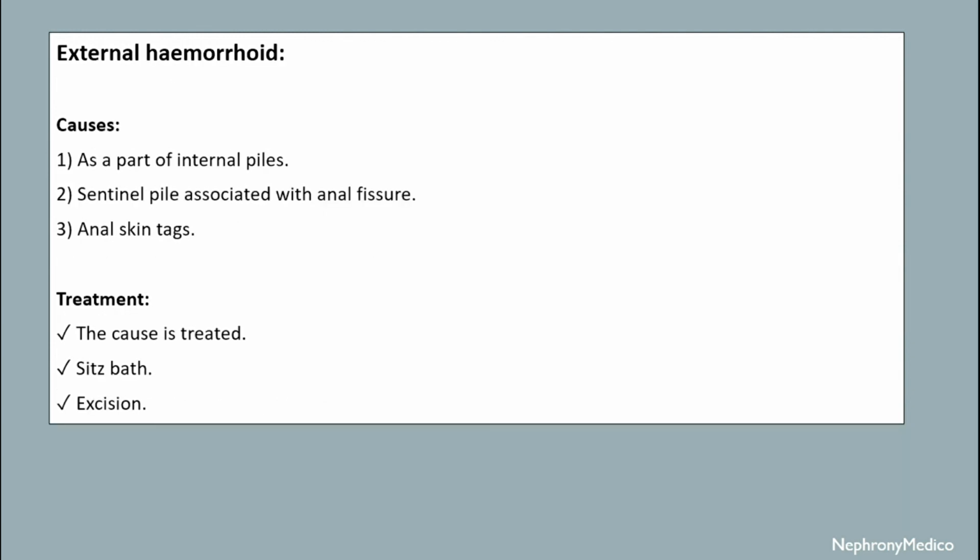External hemorrhoid. The causes are as a part of internal piles, sentinel pile associated with anal fissure, and anal skin tags. Treatment is the cause is treated, sitz bath may be given, and excision can be done.